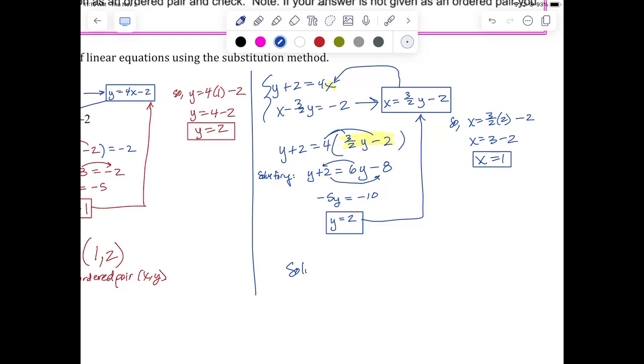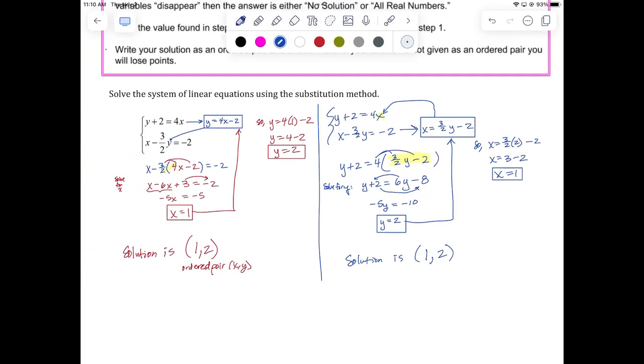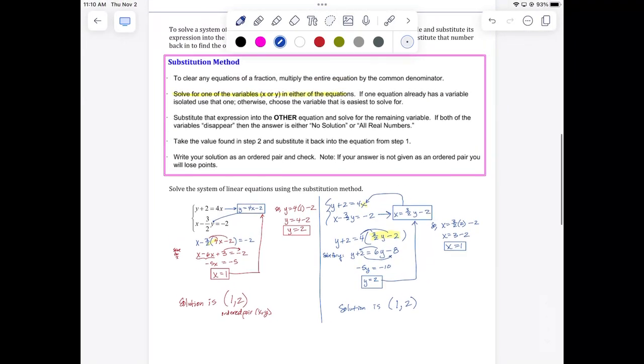And so now we'll say the solution is the ordered pair x comma y. So even though you found the y first, you don't list it as 2 comma 1. You always list the x first and the y second. Substitution. Pretty nifty.